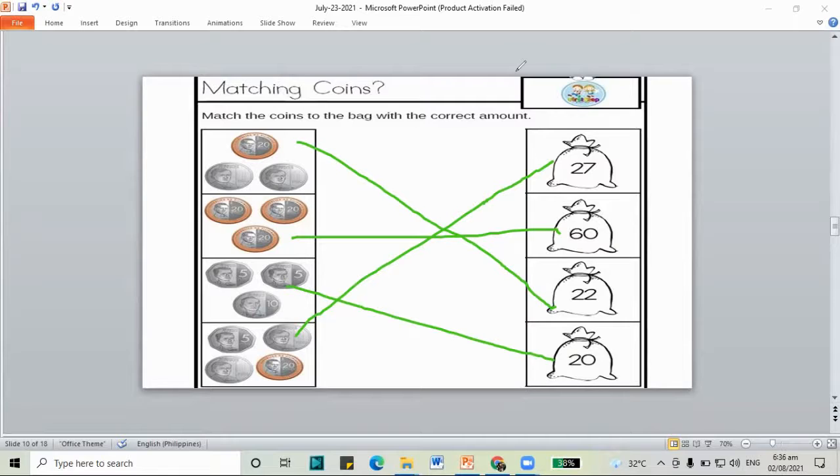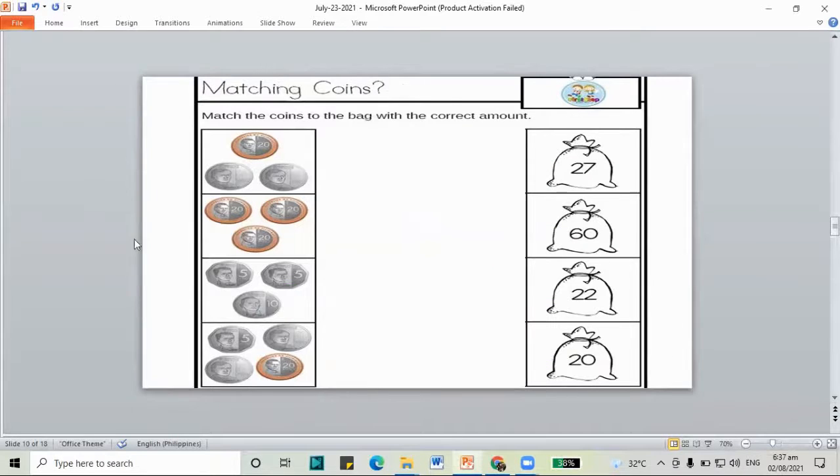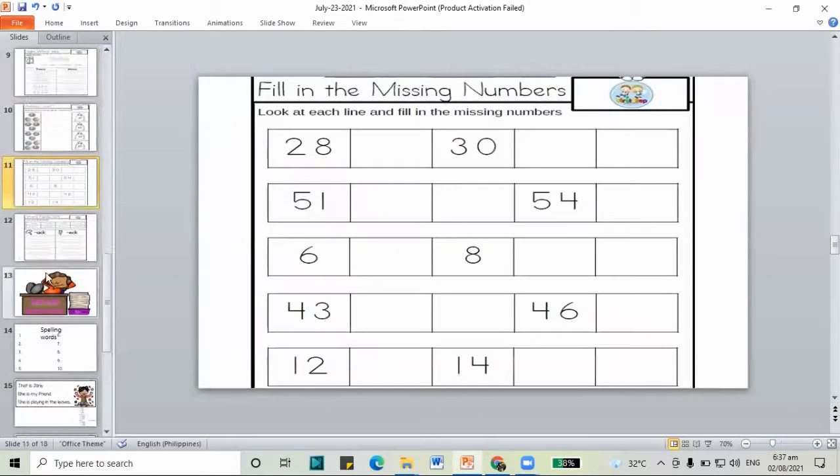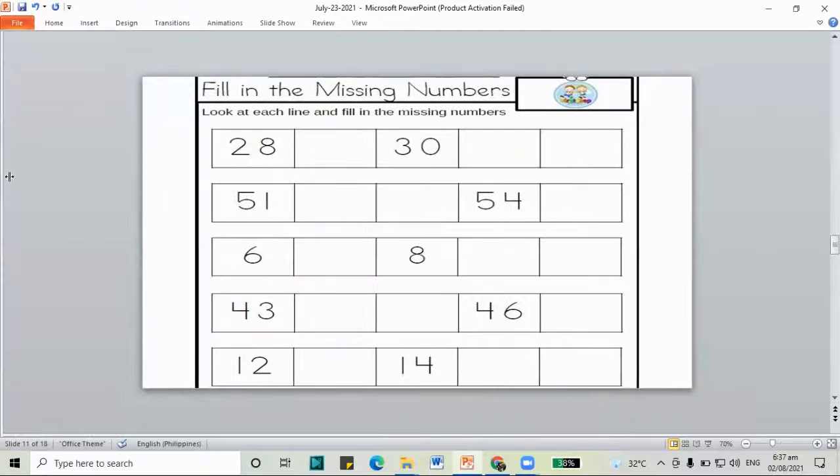If you're done with the work, let's go to the next page. If not yet, pause the video. Are you done? Let's move to the next page. How about we do our missing numbers. Let's count. We have 28. This should be 29, 30, 31, 32. That's how you complete your numbers by counting.